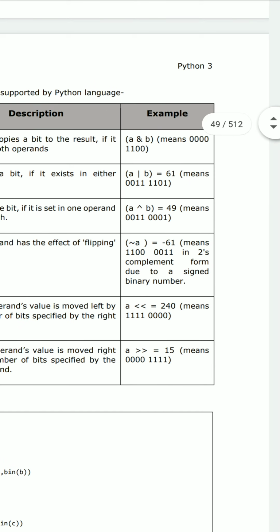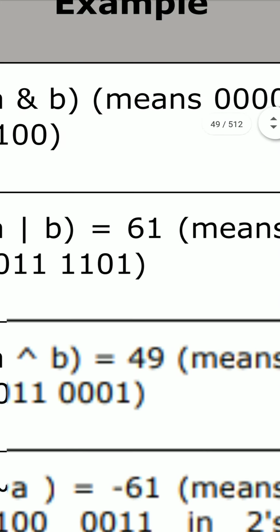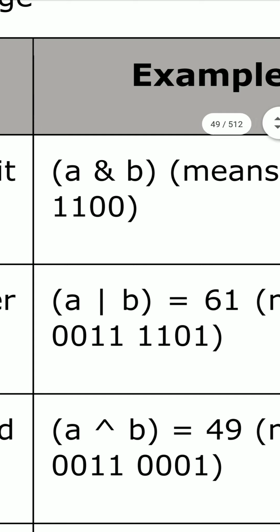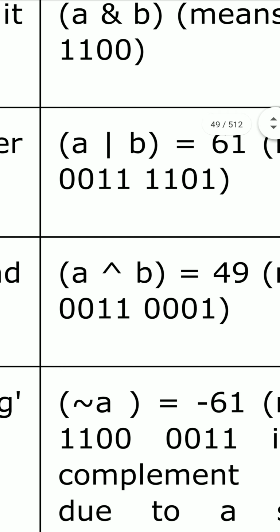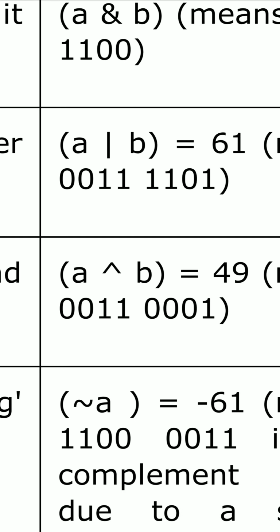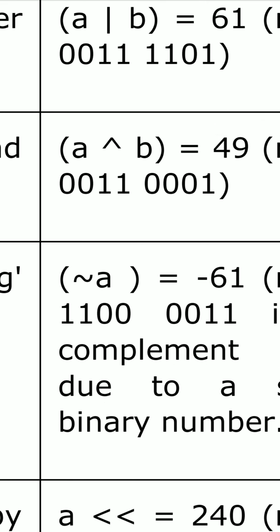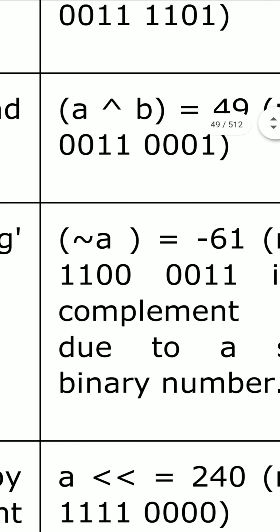So consider the bitwise AND operator, A and B. If the A value and the B value in binary format are both true, then we get the result. And next is the bitwise OR operator. That means if any one of the values matches, then it sends the result, and for A or B, the matched binary value is sent as the result.